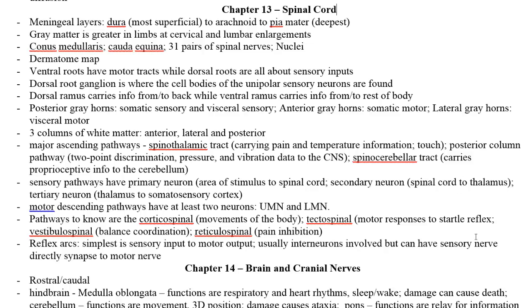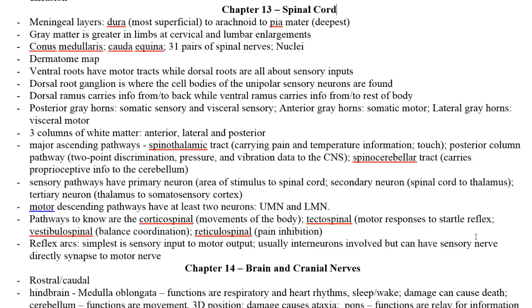The major ascending pathways are the spinothalamic tract, and remember these are named for where they start and where they end. So this is a tract that starts in the spine, ends in the thalamus, and the thing you need to remember most about this is it carries pain and temperature information.